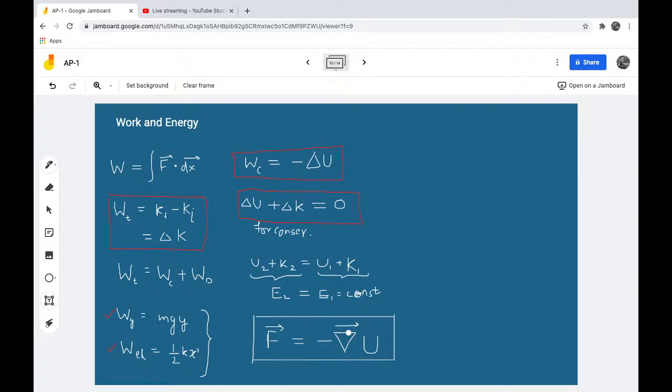This del operator has three components: ∂/∂x i cap, ∂/∂y j cap, ∂/∂z k cap. And the way we define everything, you can say that the force is the negative gradient of potential. So the force always works in the direction in which the potential is dropping.